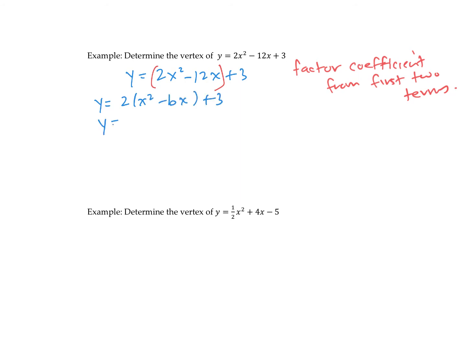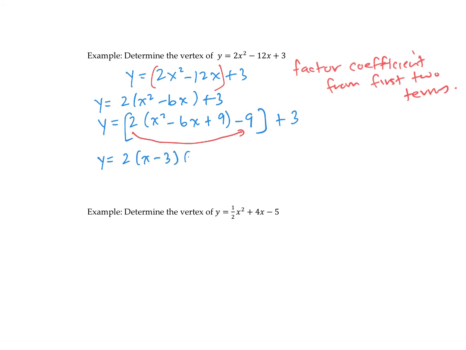Now we're going to complete the square as we did previously. So half of 6 is 3, squared is 9. So I'm going to add 9 and then subtract 9. I'm going to put square brackets around that, and then I've still got this 3 on the end. And the reason I put square brackets is to remind myself, since I factored out 2, I have to multiply it back.